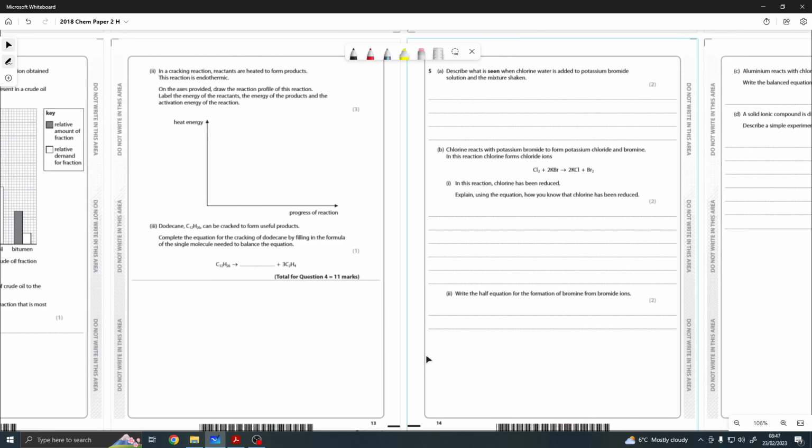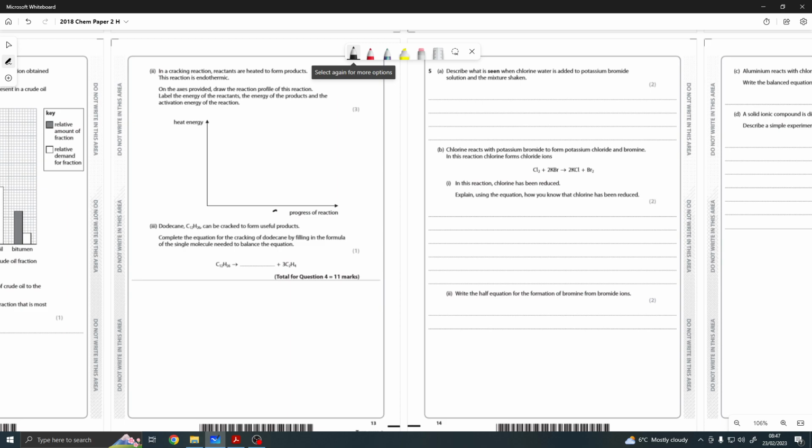In a cracking reaction, reactants are heated to form products. This reaction is endothermic. On the axes provided, draw a reaction profile diagram, label the energy of the reactants, the energy of the products, and the activation energy. Oh, this is going to be painful with this pen. Anyway, I'll do my best. However, I will need you to be far better. There was a little cursor on the screen telling me where the pen was. It seems to have gone, there it is, it's come back.